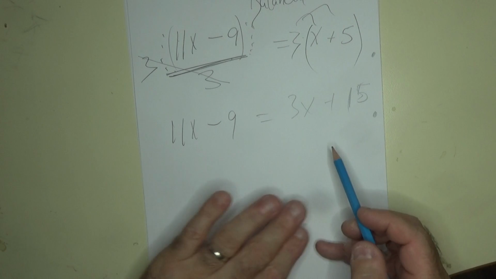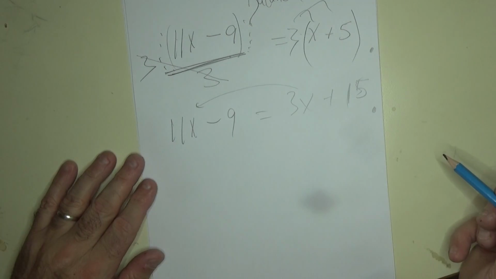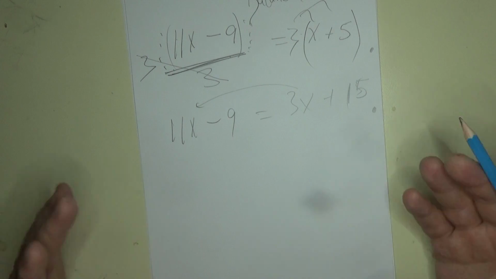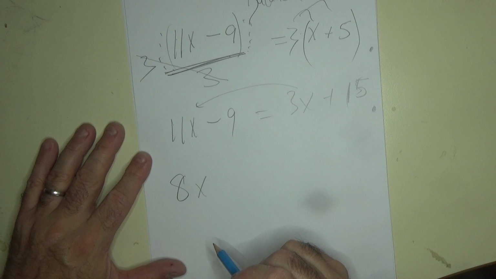Okay, now I favor the left hand side for my x's, and I do that because it will give me positive. That's just a guideline, it's not absolutely necessary. 8x.